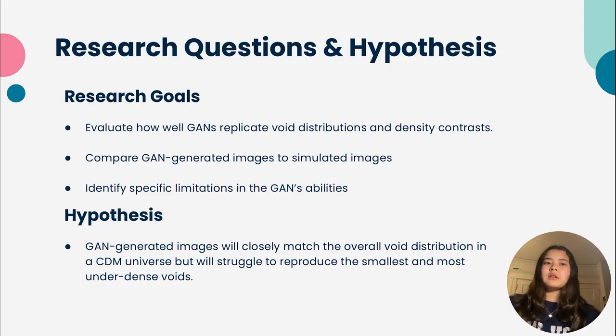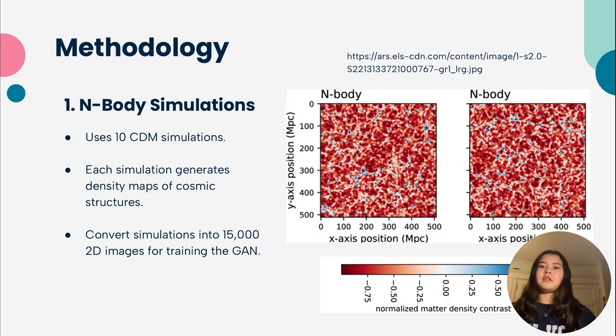So this will result in a higher mean interior density contrast and systematic differences in void size and density profiles compared to simulated images in the CDM universe. So for the methodology, for the n-body simulations, they use 10 of these CDM simulations. Each simulation generates density maps of cosmic structures, and they convert these simulations into 15,000 2D images for training the GAN, because it needs real data to be input.